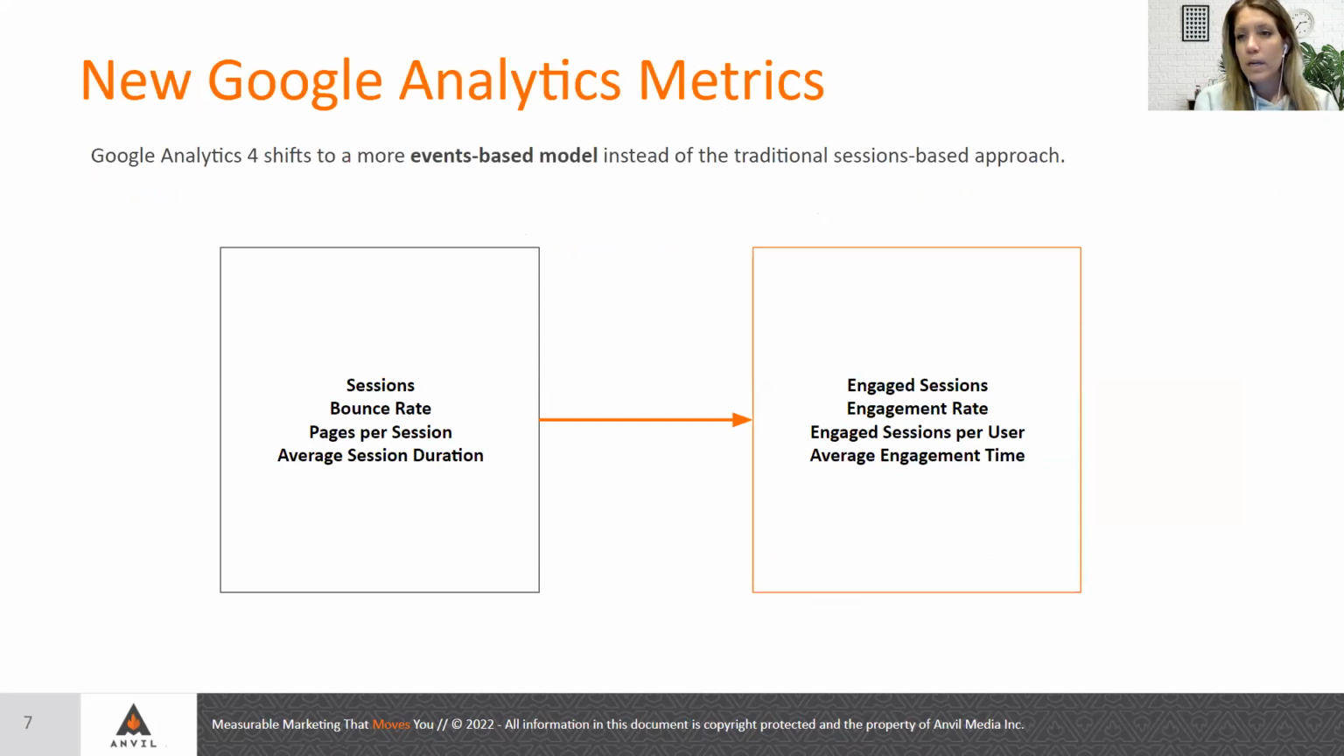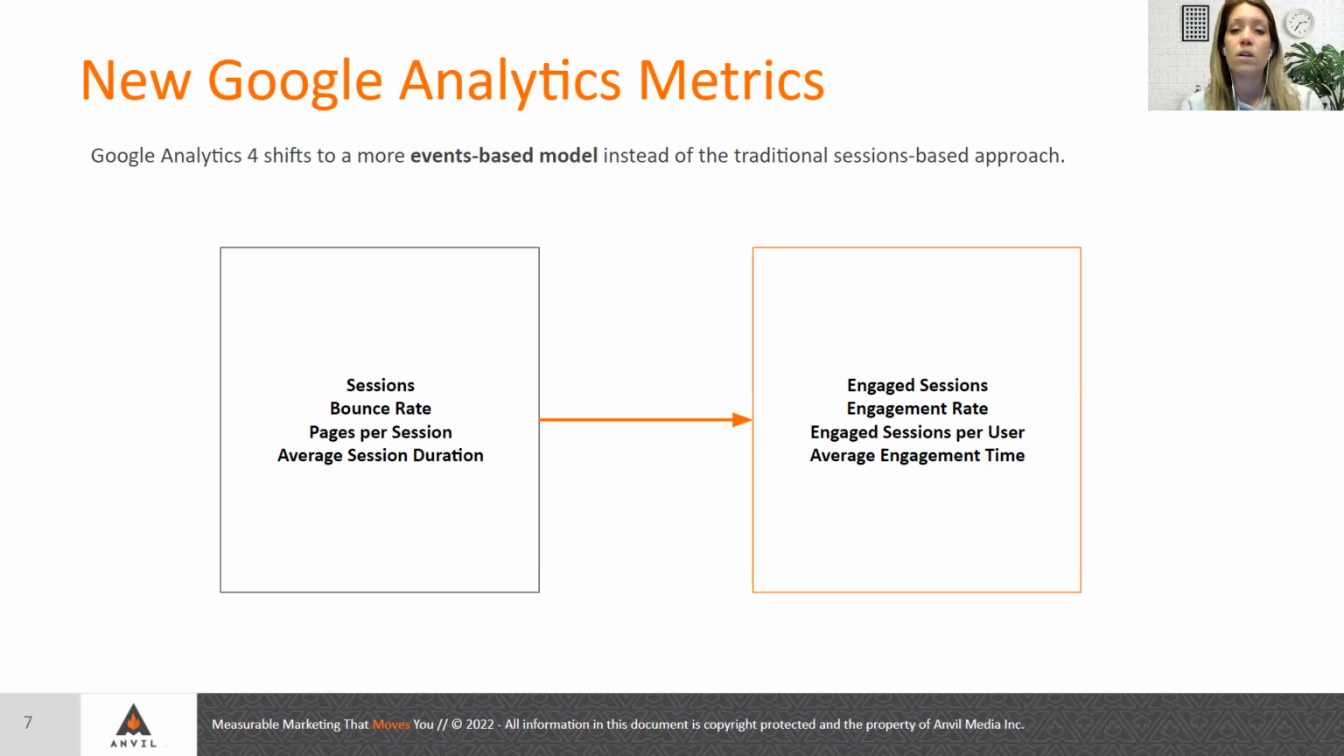So before we take a look at the new interface, it is important to understand the basic differences between Universal Analytics and GA4. Historically, Universal Analytics has really been focused on traffic and your sessions and your users. You can see on the left-hand side, metrics that we've seen within Universal Analytics are sessions, bounce rate, pages per session, average session duration, but Google Analytics 4 has actually shifted to a more events-based model.